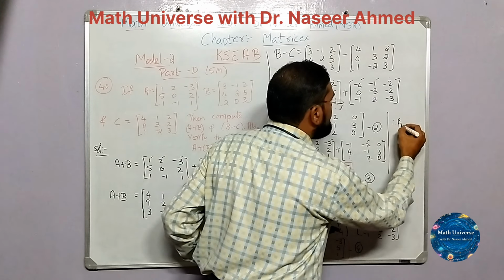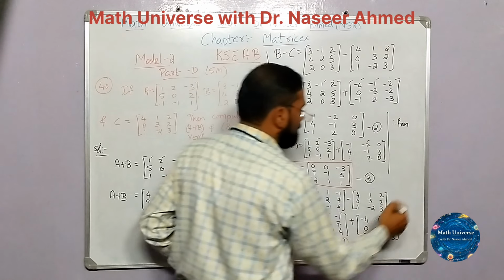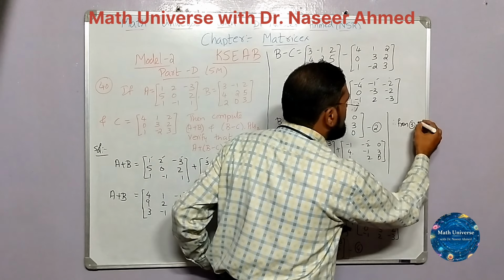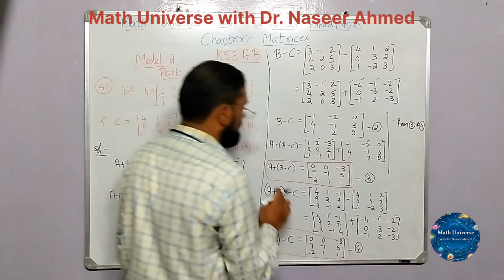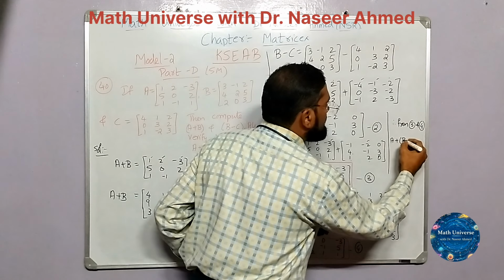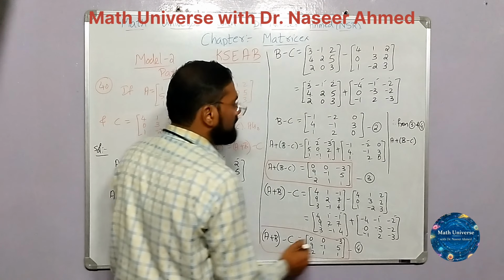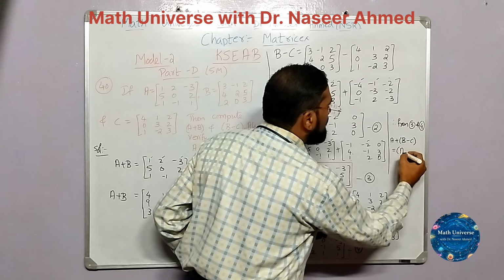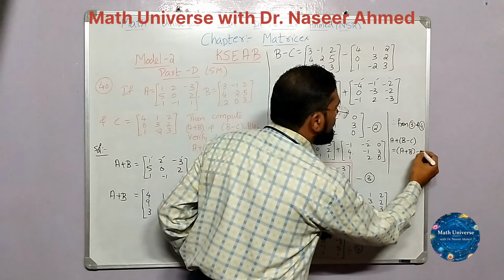Therefore, from equation number 3 and 4, we can conclude that A plus B minus C is equal to A plus B minus C.